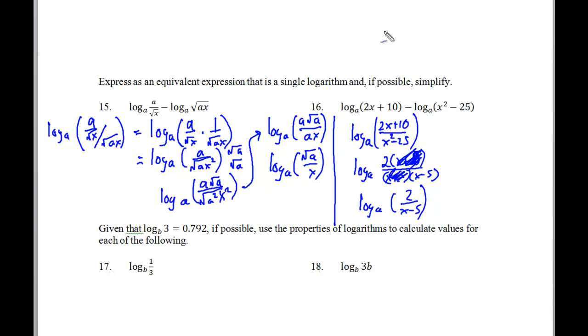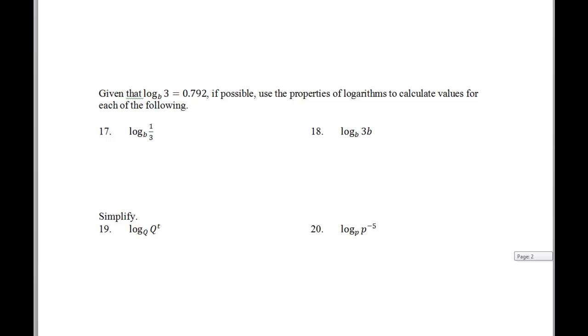Now our last four problems are probably some of the shorter ones here. So here what we have is we're given that log b of 3 is equal to 0.792. Now we don't know what the base b is, but we're just going on the flow that if we can turn our problem into some form of log base b of 3, we can get this decimal. So let's go and see how we can do that with problem number 17.